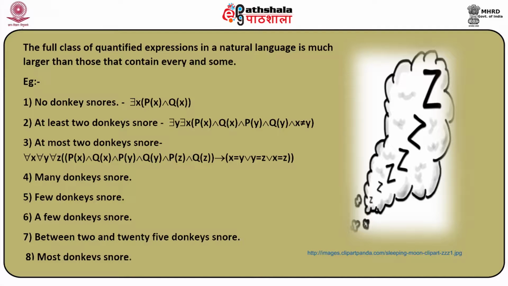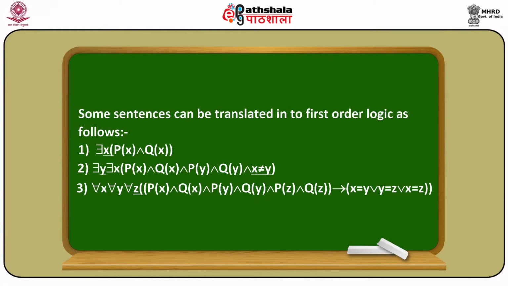At most 2 donkeys snore. Many donkeys snore. Few donkeys snore. A few donkeys snore. Between 2 and 25 donkeys snore. Most donkeys snore. Now, some of these sentences can in fact be translated into first order logic.